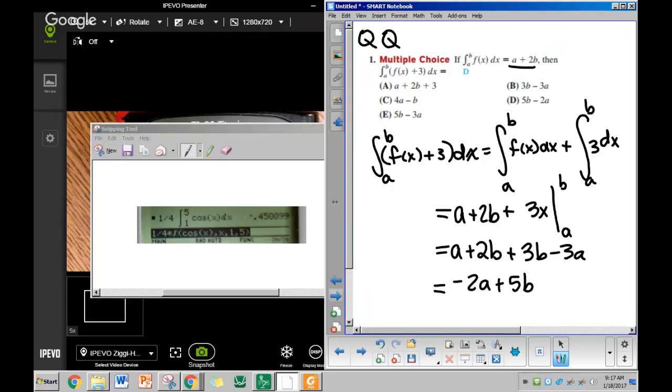Where do we get the minus 3a? When we evaluate with the fundamental theorem of calculus, what we do is we plug in f of b minus f of a. And so then I can rewrite this, right? So it's 5b minus 2a, so that's choice D.